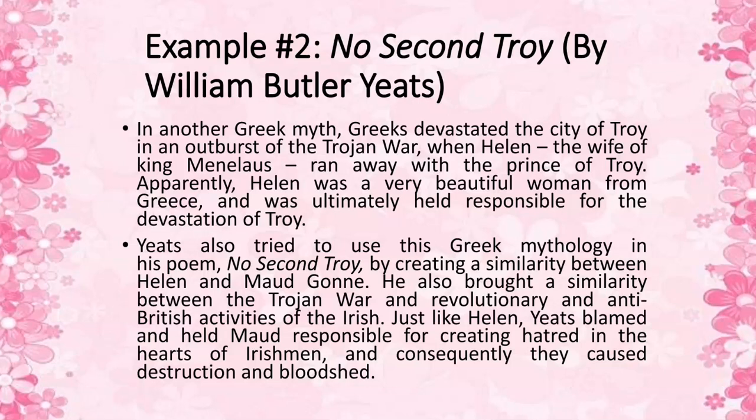Now, Yeats is trying to use this Greek mythological allusion in his poem, No Second Troy, as he is creating a parallel, a similarity between this beauty of Helen and the beauty of his friend Maud Gonne. He also juxtaposes the Trojan War and the revolutionary and anti-British activities of the Irish. Just like Helen, Yeats blamed and held Maud Gonne responsible for creating hatred in the hearts of Irishmen, and consequently, they caused destruction and bloodshed. Now, we need to know here that Yeats was himself a revolutionary poet and a freedom fighter in his Irish freedom struggle, although he was very fond of this girl, Maud Gonne, but somewhere he held her responsible for the destruction of the Irish freedom.